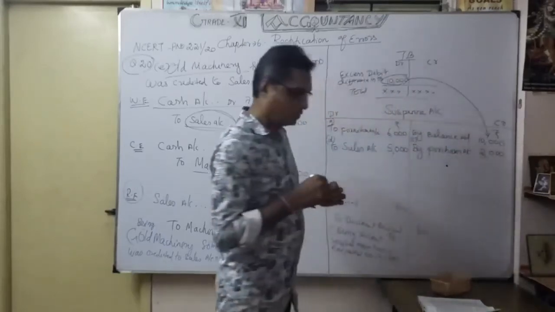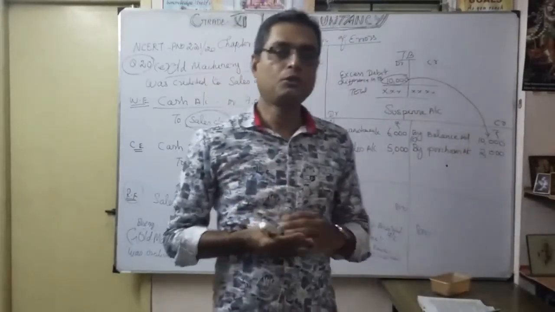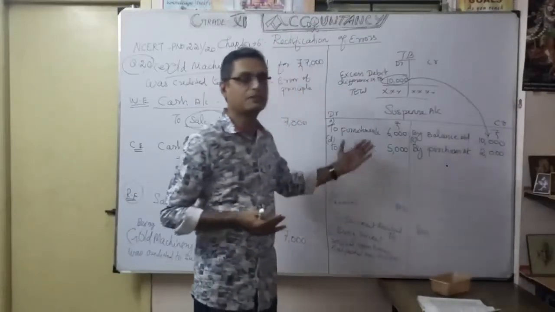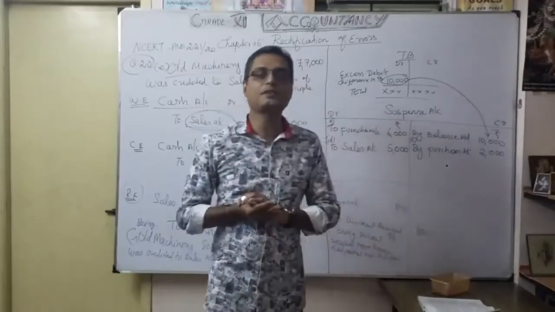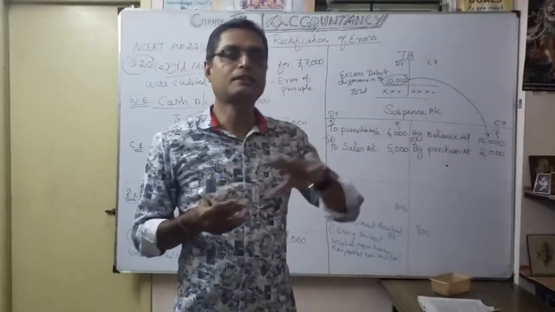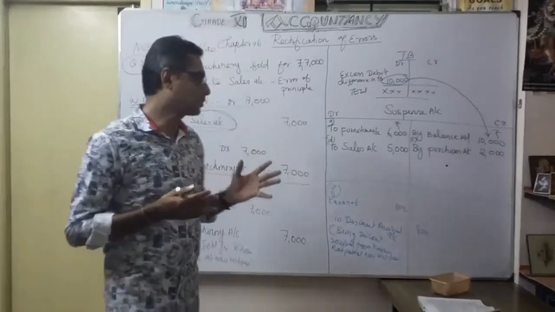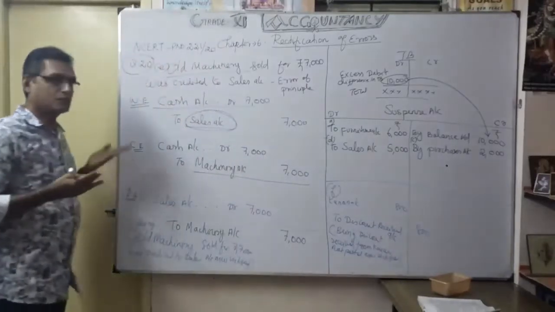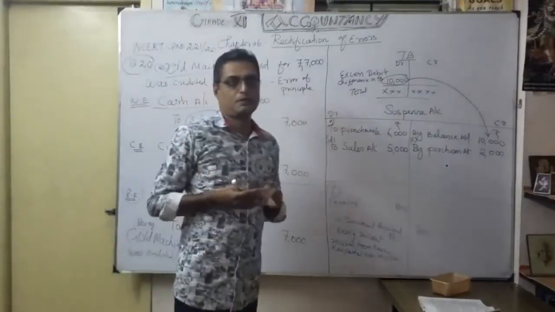So here also, no question of a suspense account. No need to transfer anything here, because the suspense account comes especially for a one-sided error. After that, whichever side is short, debit or credit, is shown as a suspense account. Okay. So now everything is over according to this.